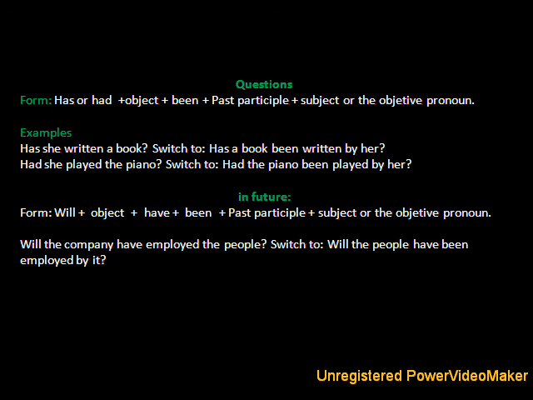Now, in future, if you want to make a question, the form will be will plus object plus have been plus past participle and the subject or the objective pronoun. So the example will say, will the company have employed the people? That changes to, will the people have been employed by it?